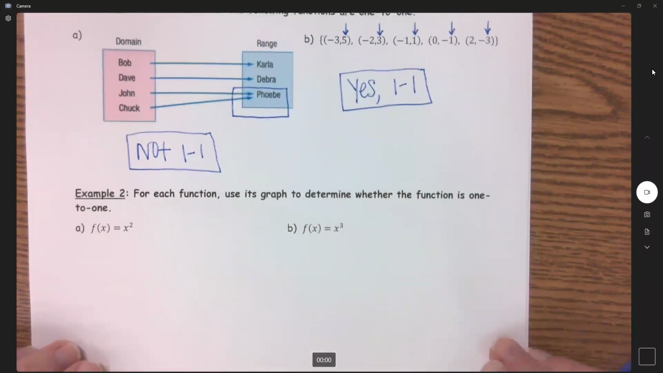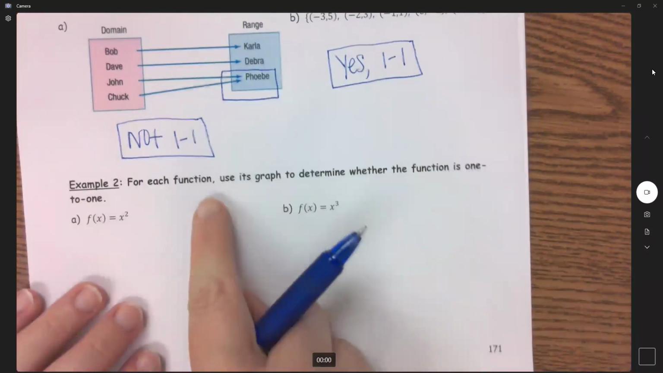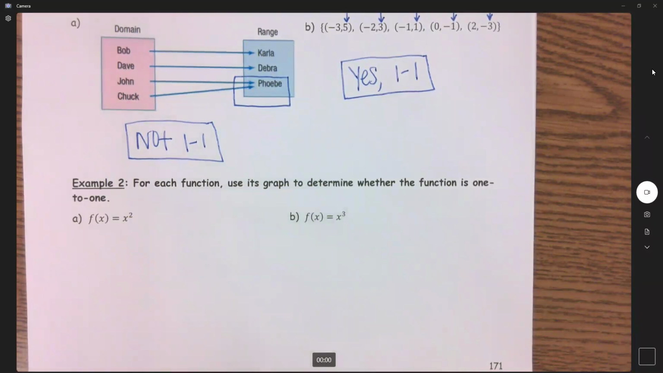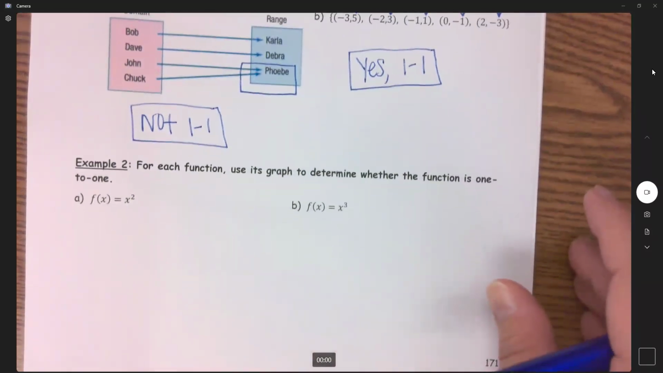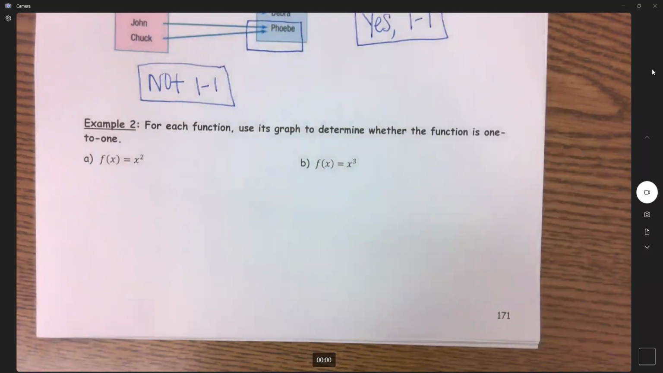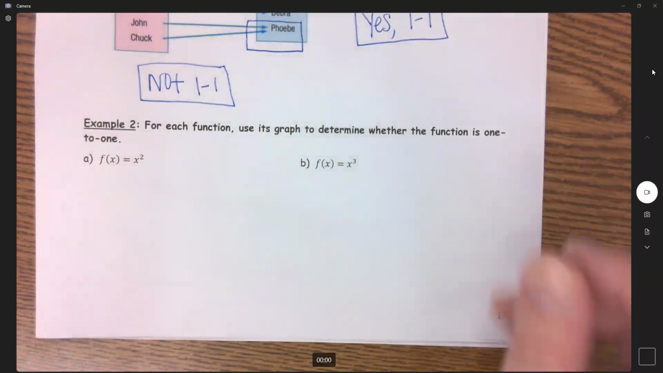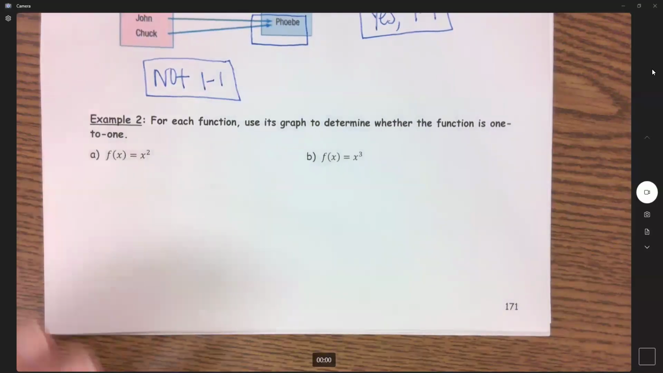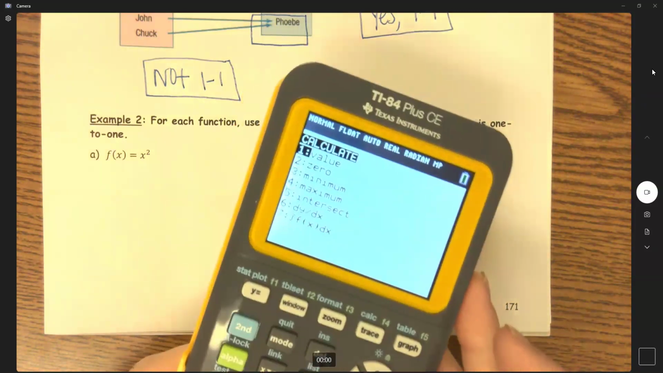Okay, now for example 2, it says for each function, again, it's already established that the x's are not repeating. Use its graph to determine whether the function is one-to-one. So these are two of our key functions that were actually in the beginning, the first lesson in module 2. But if you don't remember what they look like, what can you do? Graph it.